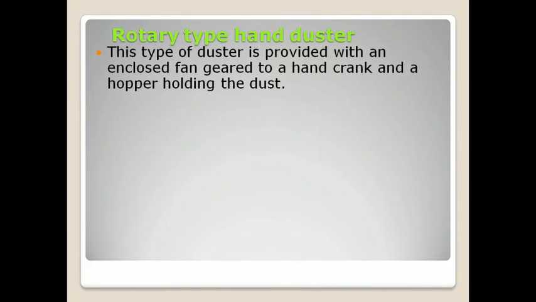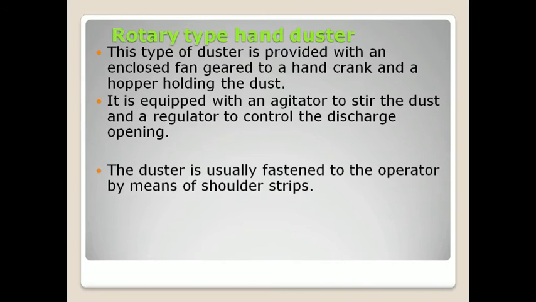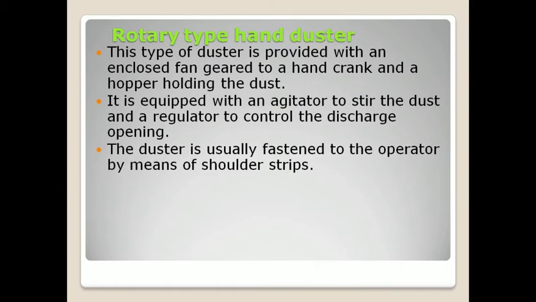Rotary type hand duster. This type of duster is provided with an enclosed fan geared to a hand crank and a hopper holding the dust. It is equipped with an agitator to stir the dust and a regulator to control the discharge opening. This duster is usually fastened to the operator by means of shoulder straps.